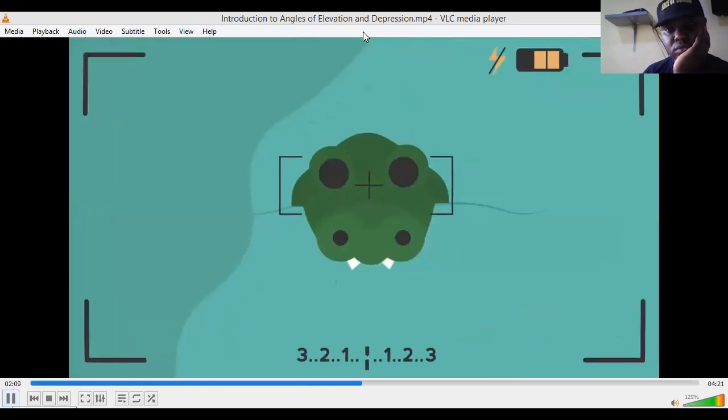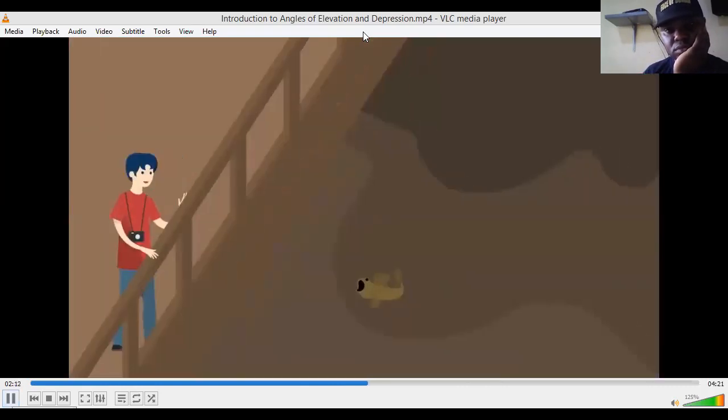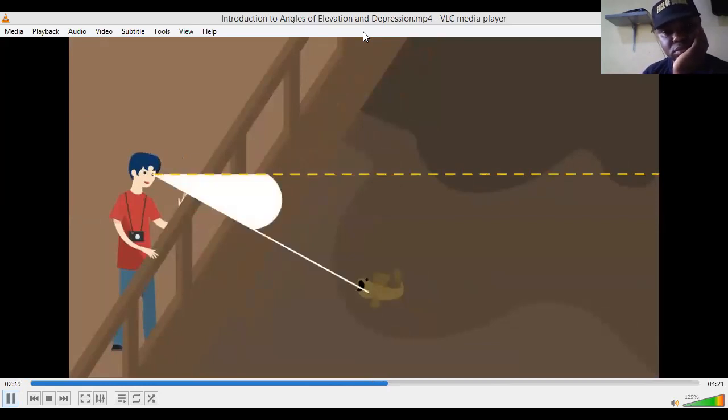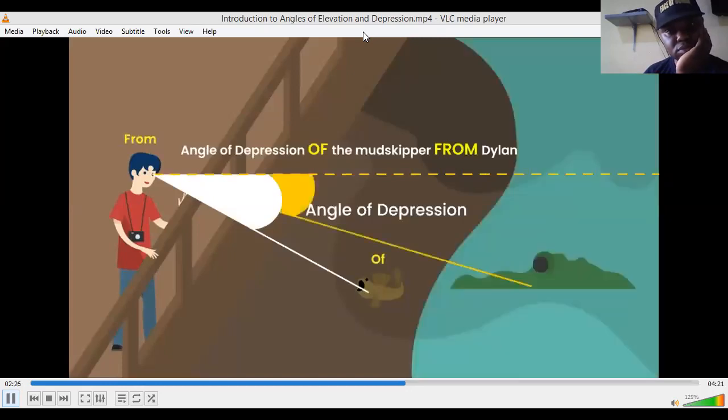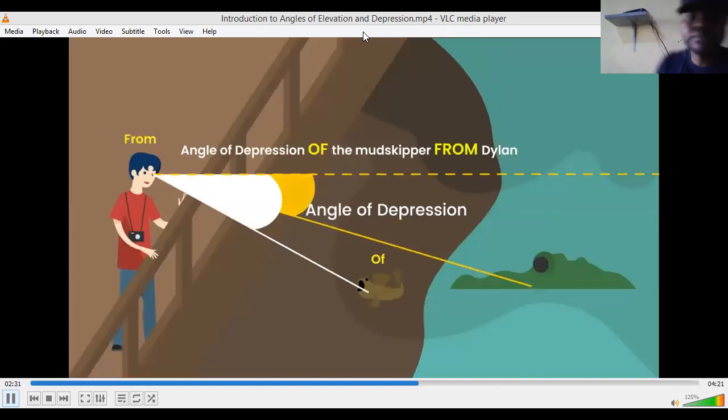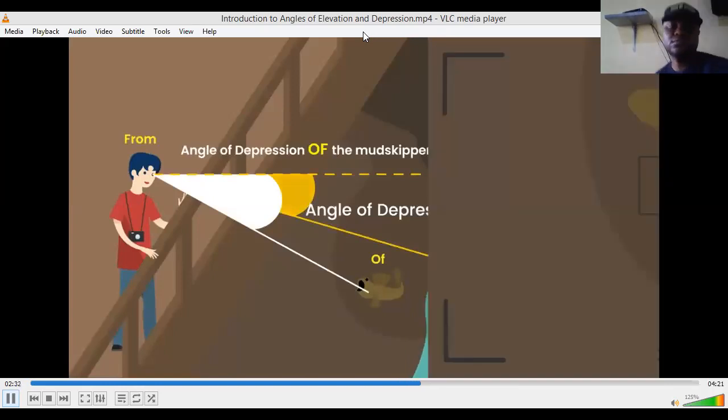He walks a few steps on the platform and sees a mud skipper opening its mouth. That is a rare sight. He tilts his head down to capture the picture. Again, there is an angle of depression of the mud skipper from him. This angle is larger than the angle of depression of the crocodile from Dylan because the mud skipper is nearer to Dylan. He took a picture of it.